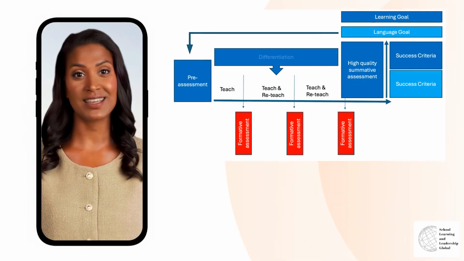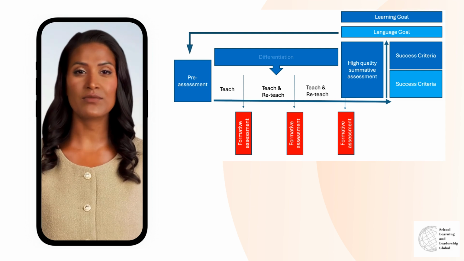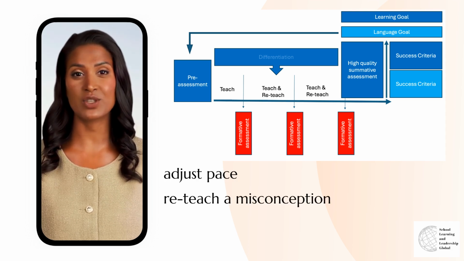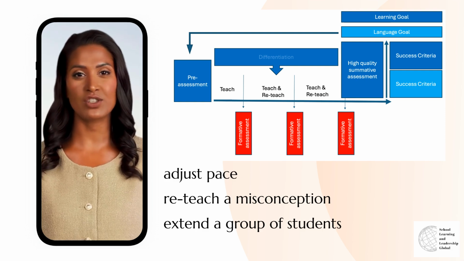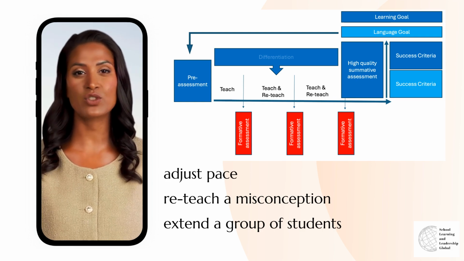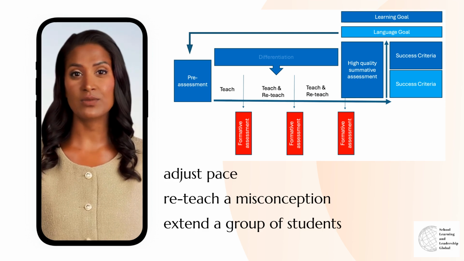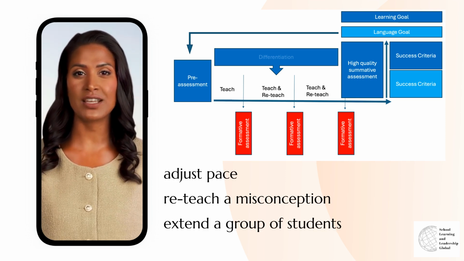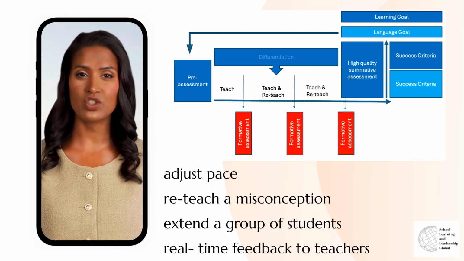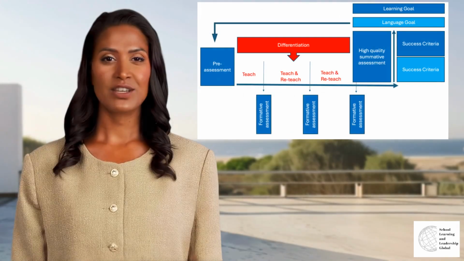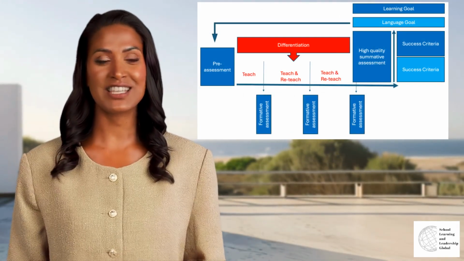Now we teach the plan and check for learning constantly. Formative assessment gives us real-time feedback, so we can adjust pace, reteach a misconception, or extend a group that's ready to stretch. We align quick checks to the focus success criteria to see who's got it, who's close, and who needs a different scaffold. These snapshots guide our next moves, regrouping students, tweaking tasks, and refining our own instruction. Formative assessment also gives teachers real-time feedback on which strategies are working, which aren't, and how to adjust instruction accordingly.